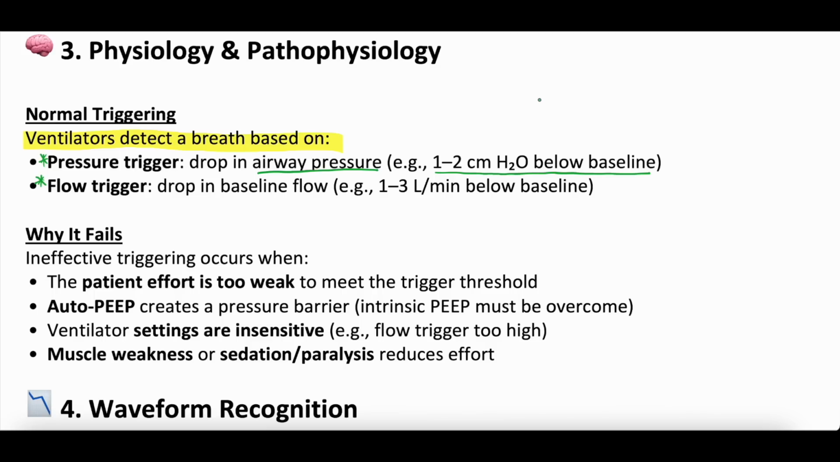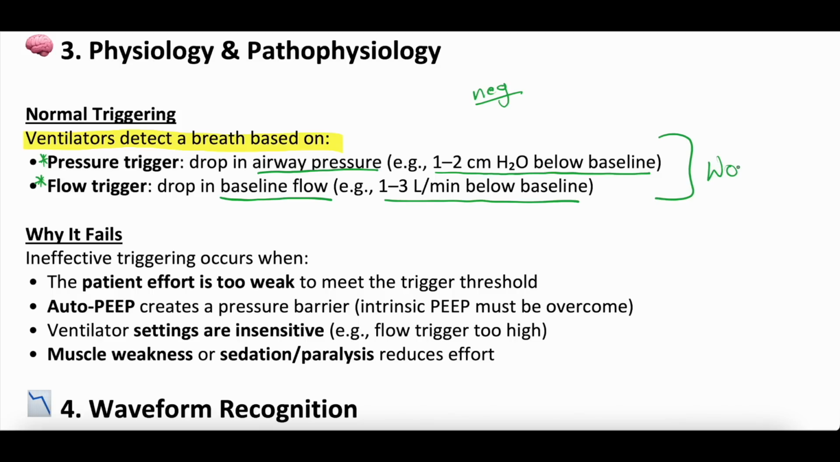So when the patient tries to breathe in, it creates a negative pressure in that circuit, right? You try to take a breath in, that's going to create negative pressure. And that negative pressure, if you have a pressure trigger, drops the airway pressure, and that prompts the ventilator to be like, hey, they're trying to take a breath, and then it gives a breath. You also can have the ventilator set to be a flow trigger though. This is if there's a drop in flow, usually 1 to 3 liters per minute below baseline, that will then trigger a breath. Either one of these triggers work.